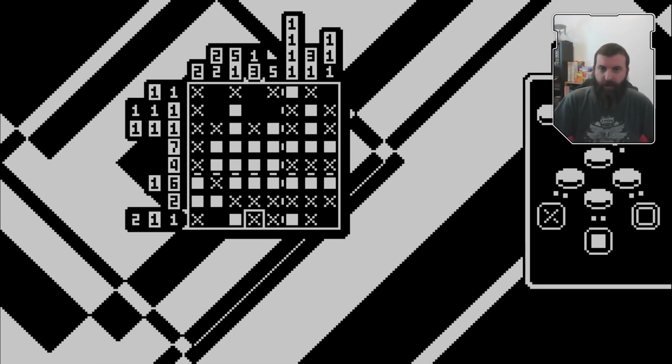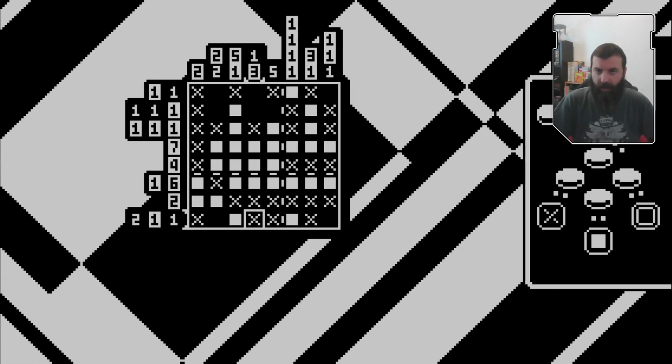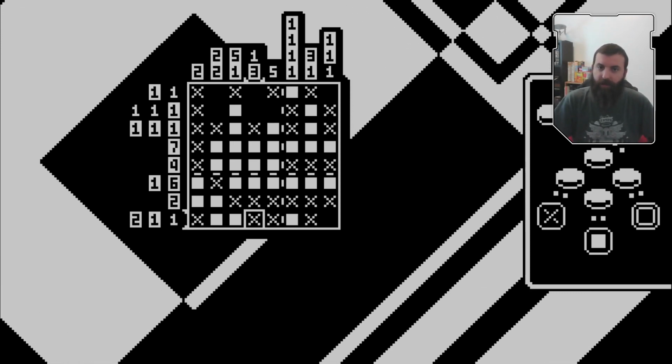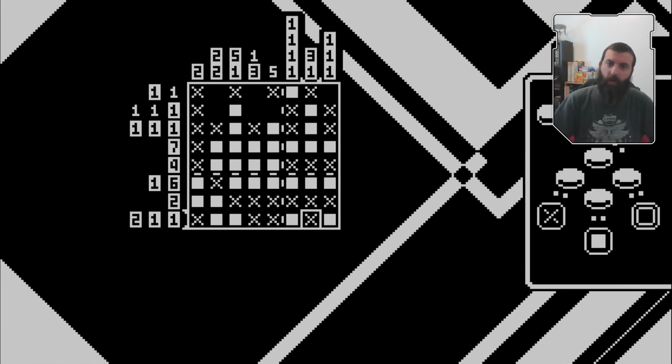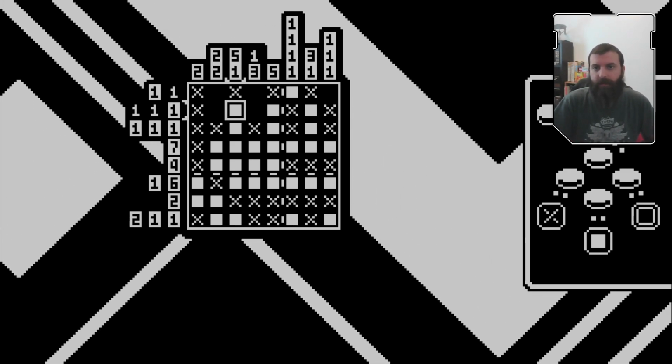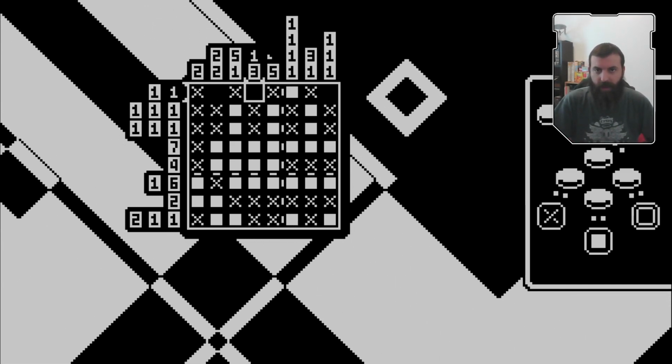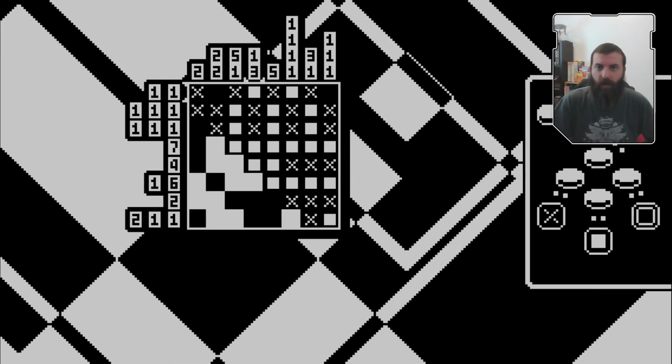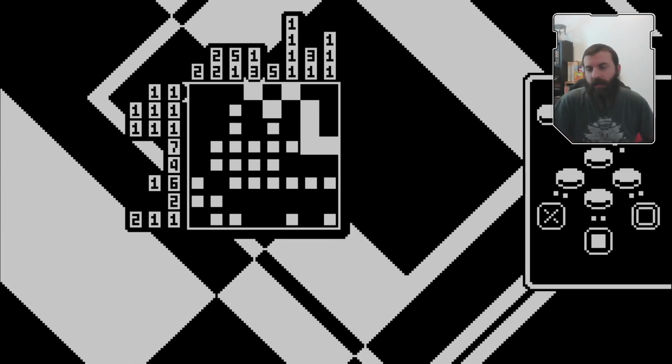The vertical 3 is already completed, so we can X this out, which means that we know that that's our 2. Have to put a 1 here. 5 has to go here. This is a 1, so those have to be X'd out. Still need a 1 here. Nice.